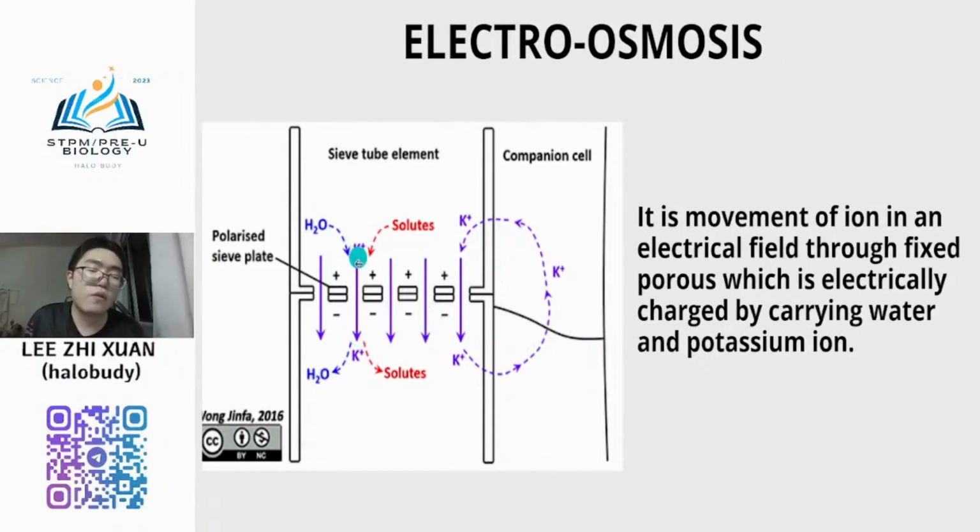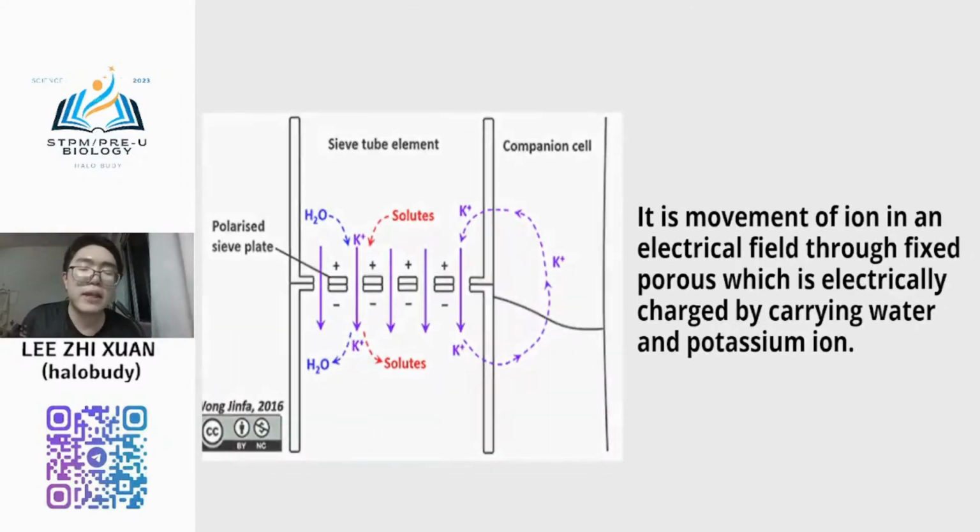So when the potassium ion has passed through the sieve plate, the water molecules and your solute will also pass through with it. Then when the potassium ion has passed through the sieve plate, it will recycle back into the companion cell, and then it will recycle again and again. So it is based on the electrical charge. So yeah, okay.